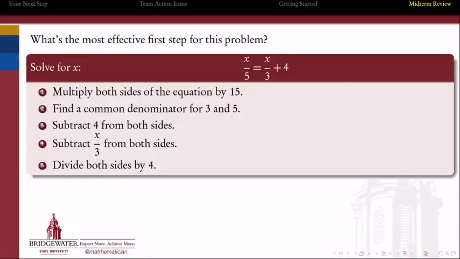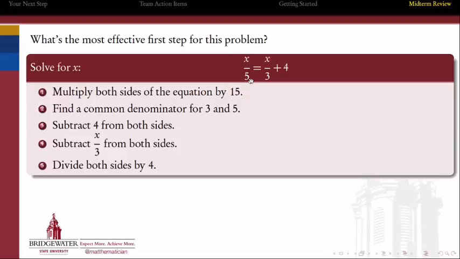So here's another equation we'd like to solve for x. X over 5 on the left side is equal to x over 3 plus 4. Your options: multiply both sides of the equation by 15, or find a common denominator for 3 and 5, or subtract 4 from both sides, or subtract x over 3 from both sides, or divide both sides by 4.